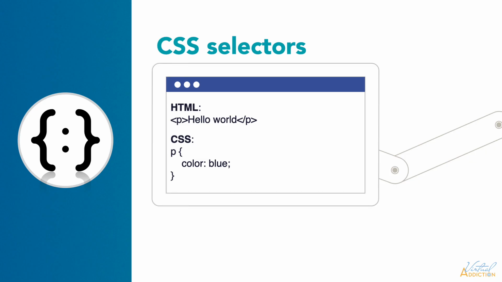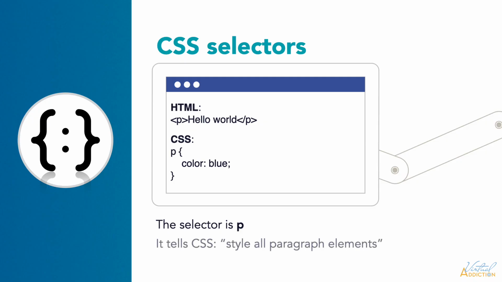For example, here we have a paragraph in HTML. In CSS, we use the selector P to style it. This tells the browser to style all paragraph elements. In this case, it will make the paragraph text blue.